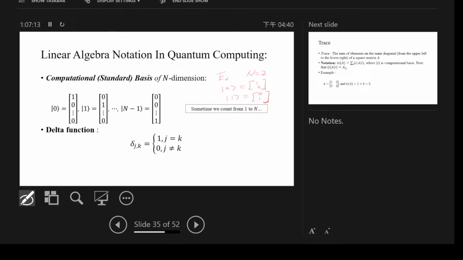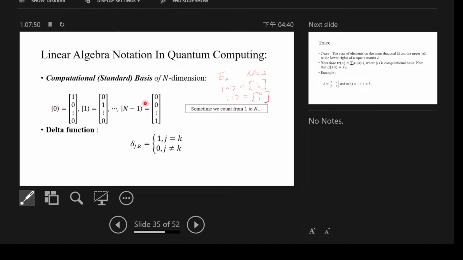For those of you who have a computer science background, you probably know there is a notation convention of whether you count from 0 or from 1. With this notation we'll count from 0, so we're counting from 0 to n minus 1. But sometimes we will be sloppy and start counting from 1 to n. Hopefully you don't get too confused, and most of the time we count from 0 to n minus 1.